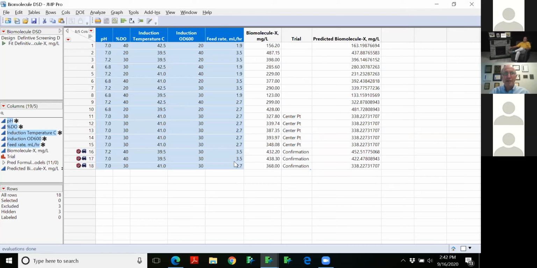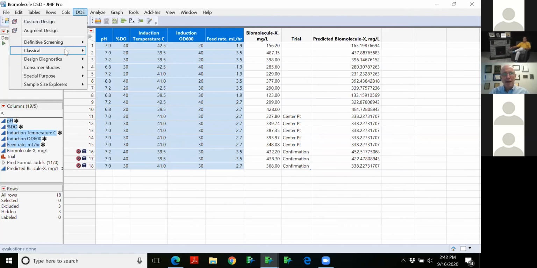This is another experiment that was run using the same set of researchers, just a different experiment. So in JMP, if you want to create a definitive screening design, you just go to the DOE menu, and the third element on the DOE menu is definitive screening design.